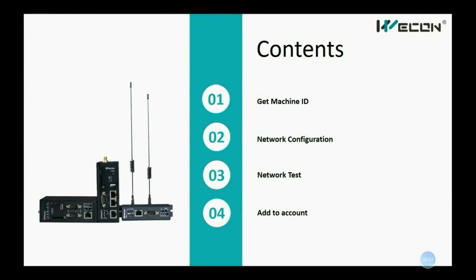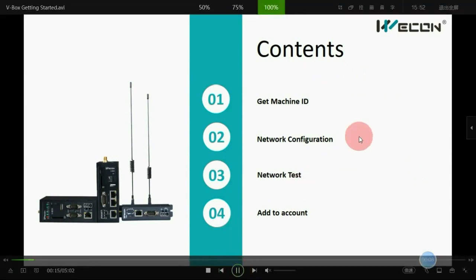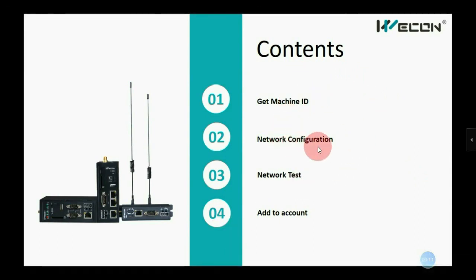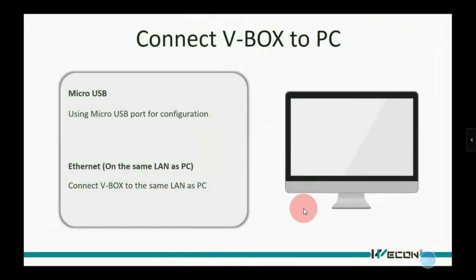From here we're talking about how to get started with VBox. It mainly has four parts: get machine ID, network configuration, network test, and add to the account. How to connect VBox to PC? You have two ways: using the micro USB port for configuration, connecting your VBox to PC by USB cable, or Ethernet. You need to make sure your VBox and your PC are in the same LAN.